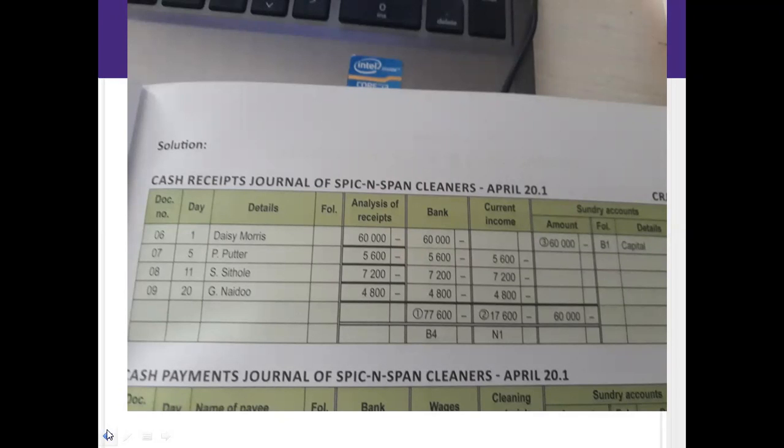So again, look on the 5th and the 11th. Both of them are the same type of transactions. It's services rendered transactions. So then the amounts must be every time with analysis of receipts, bank, and current income.